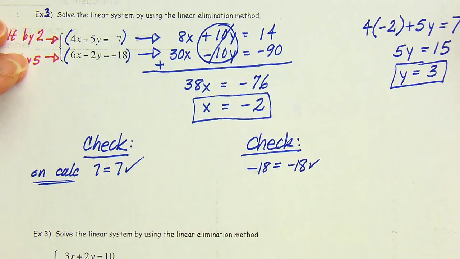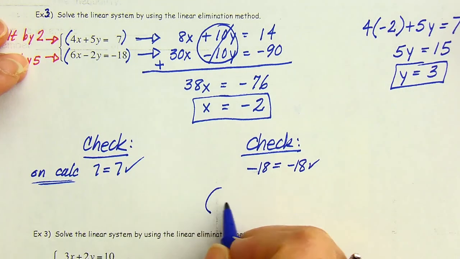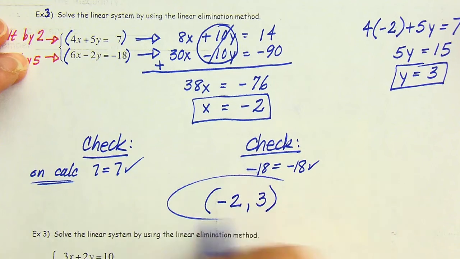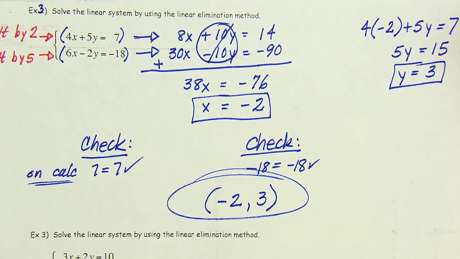Check green light, go. My ordered pair, or the solution to the system, is negative 2, 3. And I circle my answer. Please circle your answers on your homework. Again, if you have any questions, please post a comment on the homework discussion or ask me in class.